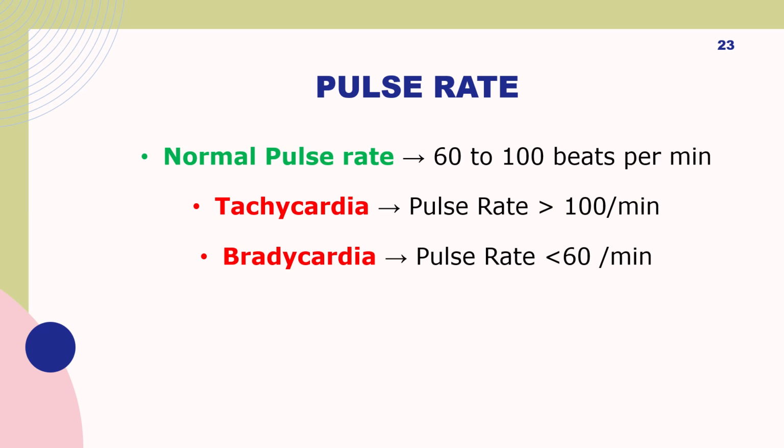A normal pulse rate is between 60 to 100 beats per minute. A pulse rate greater than 100 beats per minute is known as tachycardia, and below 60 beats per minute is known as bradycardia. Rate alone doesn't tell you the full story. We must correlate it with other characteristics and clinical context.